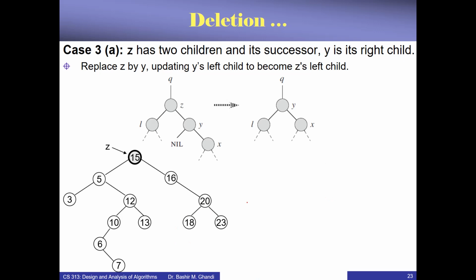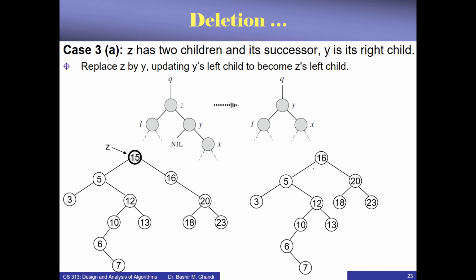So this is an example. Suppose we want to delete 15, and the successor of 15 happened to be its own right child. So very easy, just replace 15 with 16, and that's what you're going to have.